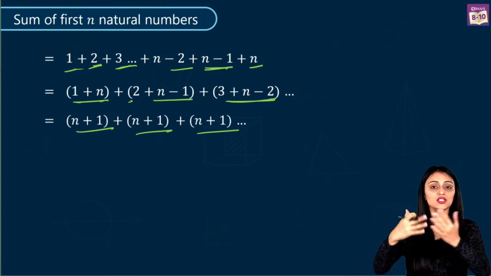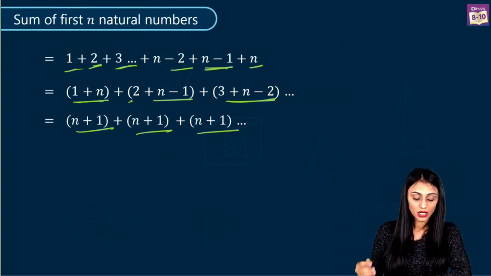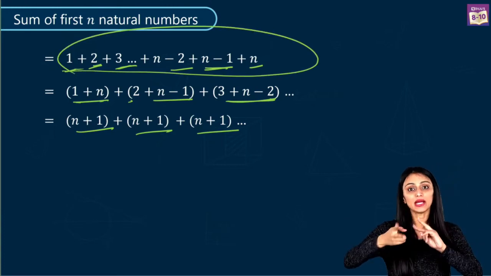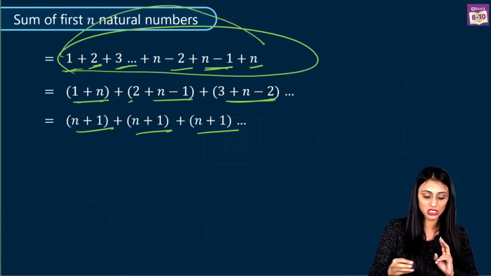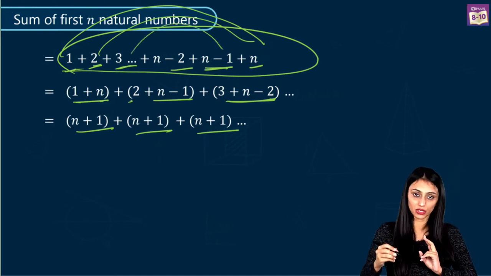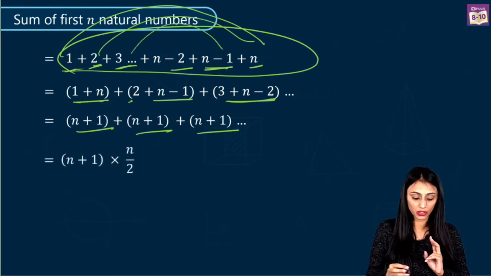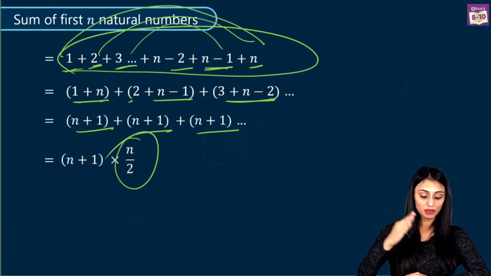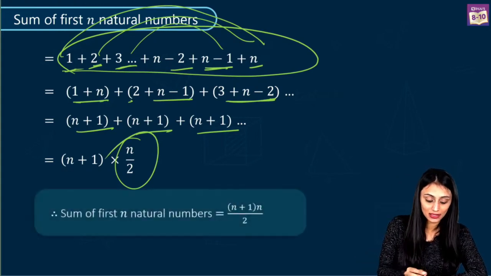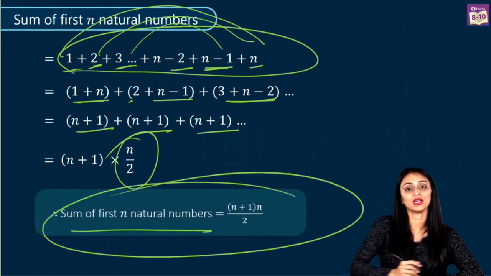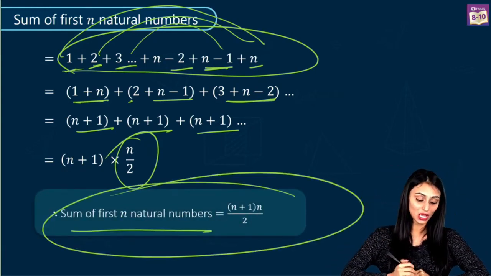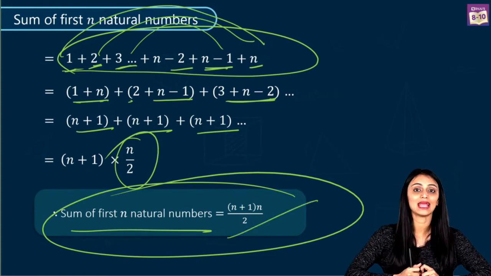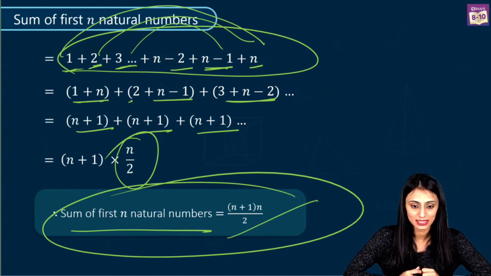All right. So each term is same here, n plus 1. Now you see, initially we started with n terms, right? But then we paired up the terms. We paired the first term with the last one, second with the second last, third with the third last. So the number of terms here are going to be n by 2 now. So n plus 1 times n by 2. This is nothing but the sum of first n natural numbers. This is how this formula is coming. So whenever you have to find out the sum of first n natural numbers, you can use this formula, n times n plus 1 by 2.